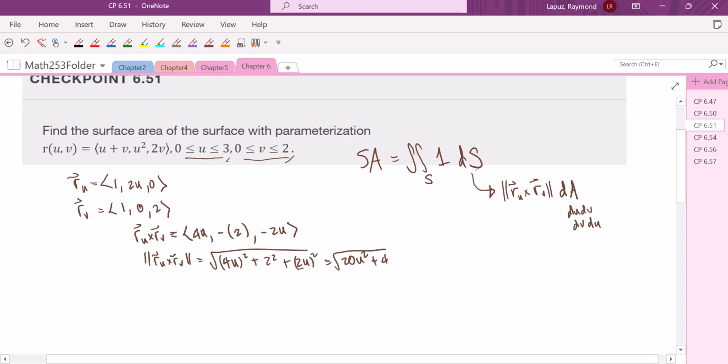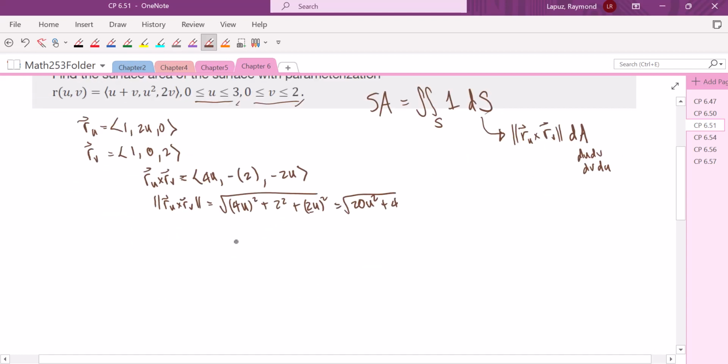So that's basically it. Now we have our surface area according to the formula. This translates to a double integral, and we start off with the square root of 20u squared plus 4. Then we can decide, let's do du first. u goes from 0 to 3, and v goes from 0 to 2.